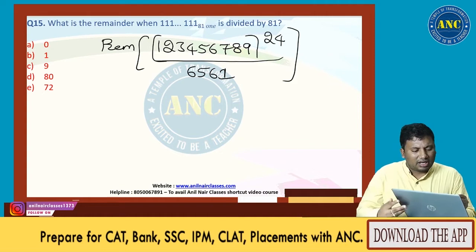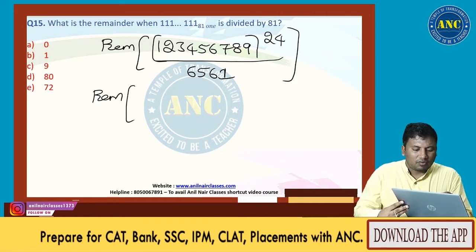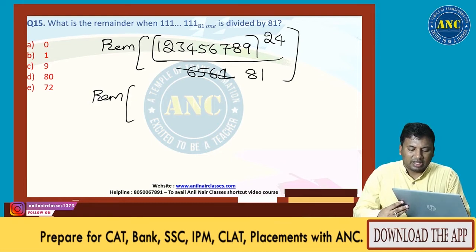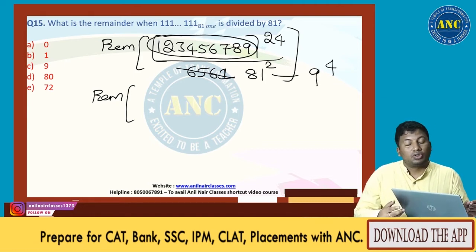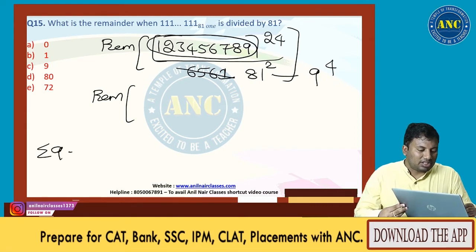If you observe, if I take 9, what is 6561? This is nothing but 81 square. This is nothing but 9 power 4. Can I say, is 1, 2, 3, 4, 5, 6, 7, 8, 9 divisible by 9? Divisibility rule of 9 is sum of the digits. Summation is 45. 45 is divisible by 9. That means this number is nothing but 9 into x.